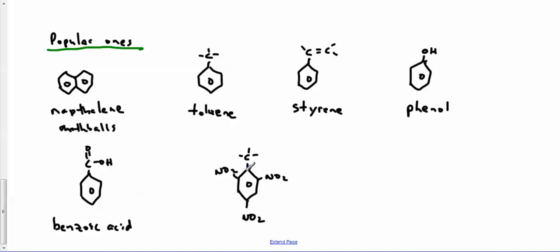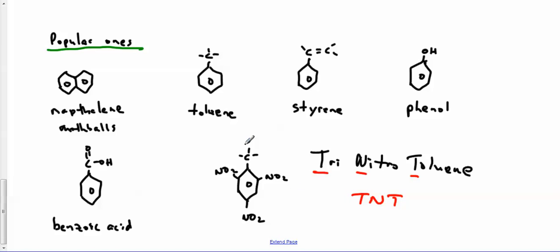Now, if I pretend that these 3 groups are not here, I have toluene, this guy, right? So this molecule is toluene, and then I stick on 3 nitro groups, here, here, and here. So this is trinitrotoluene, also known as TNT. This is dynamite, explosive, trinitrotoluene. So these are just some popular aromatics. And that ends our look at aromatics.